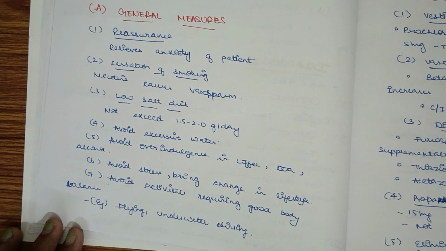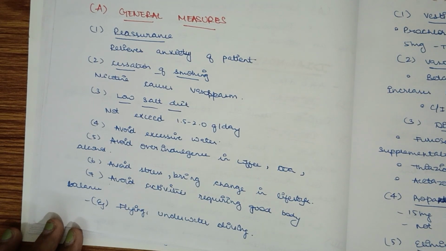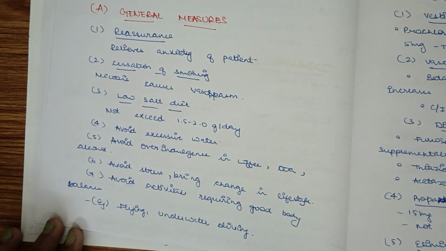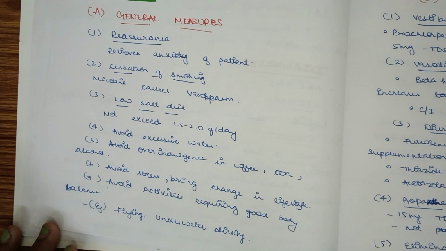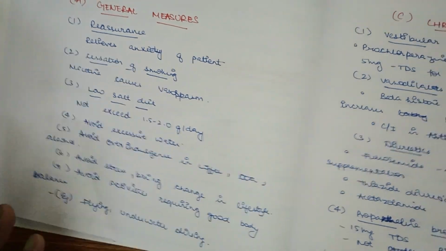And activities requiring good body balance must be avoided, such as flying or underwater diving, because in case of vertigo, these professions will be compromised. So, in general measures, we should stop smoking, low salt, avoid excessive water, low coffee, tea, and alcohol, and avoid stress.